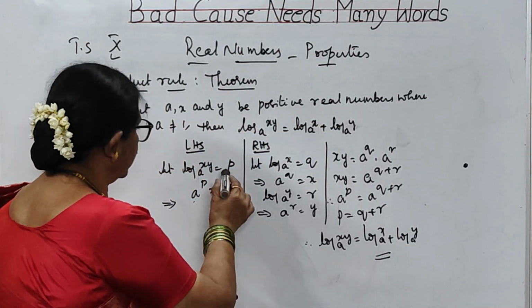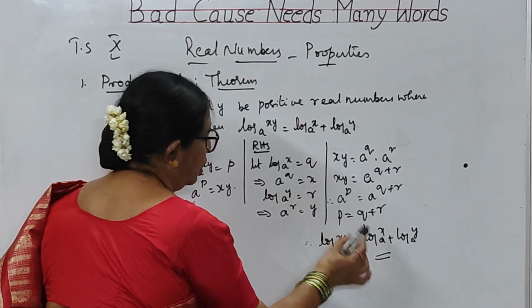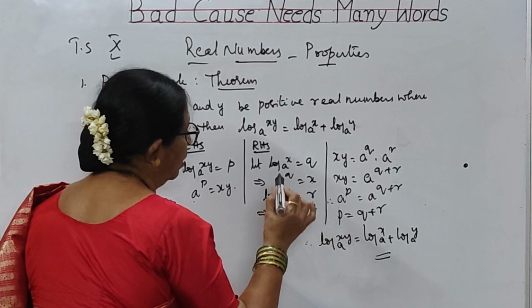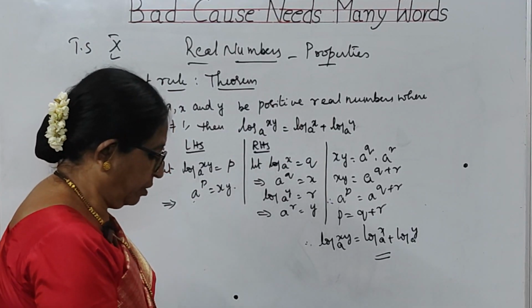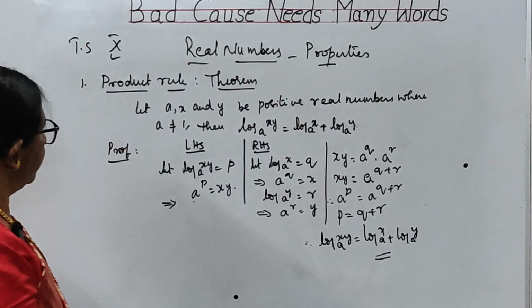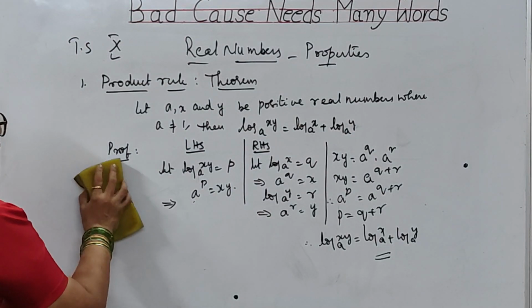What did you take p to mean? Log xy to the base a. q means log x to the base a, plus r means log y to the base a. So this is the proof, children. Copy it. Next.